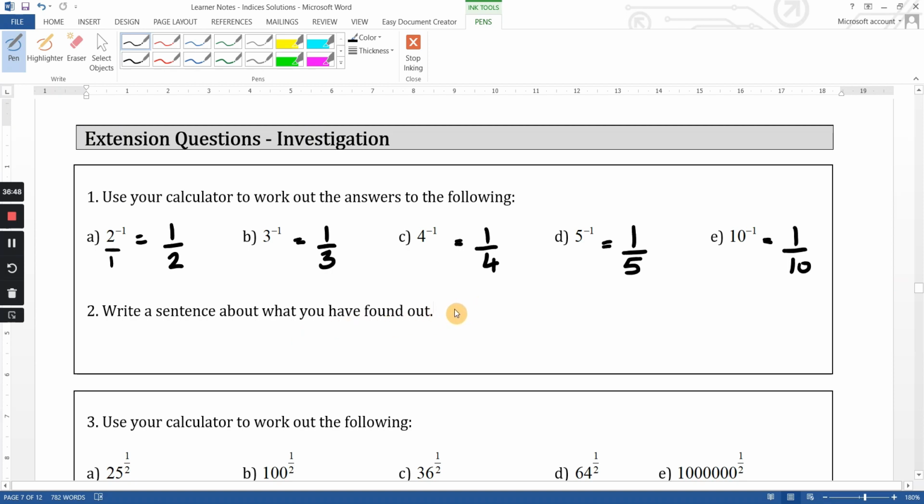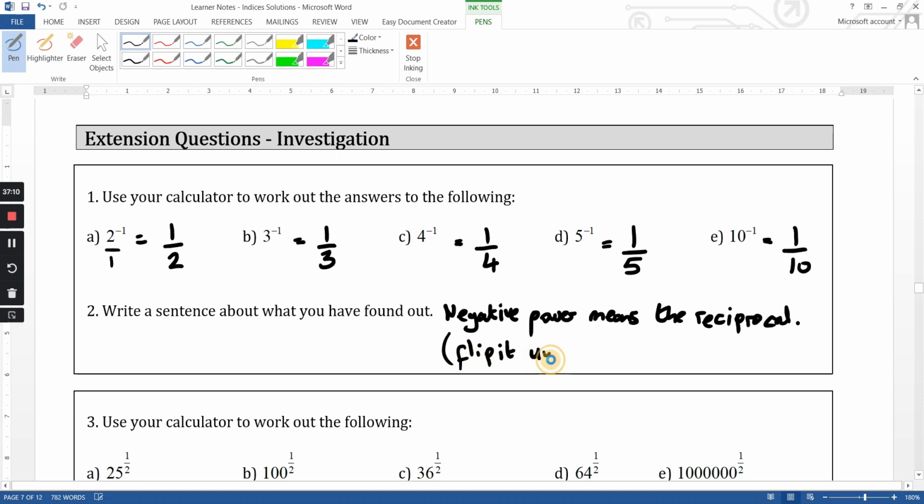So we can say negative power means the reciprocal. Okay, so you just flip it upside down. You can put that in brackets. Okay, so that's that rule for negative powers.